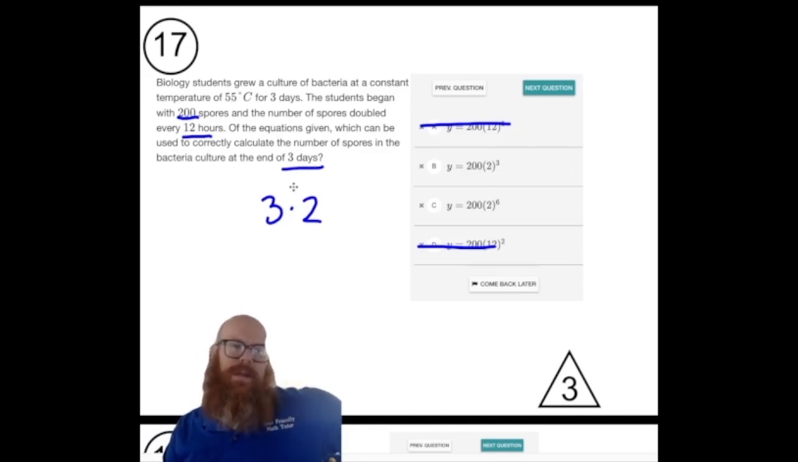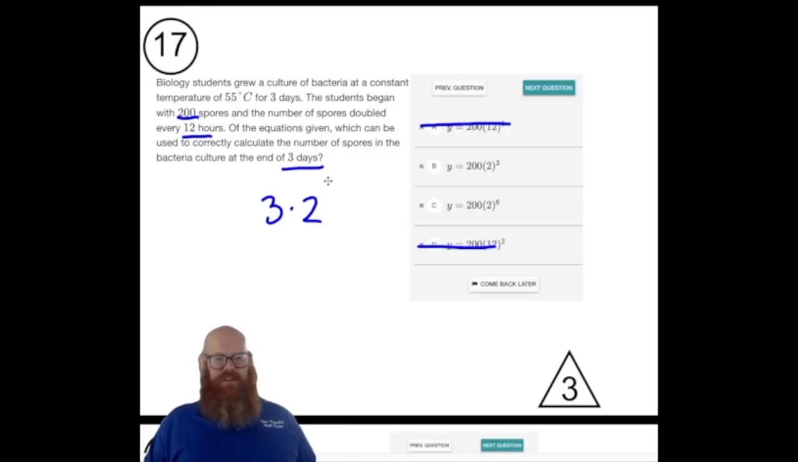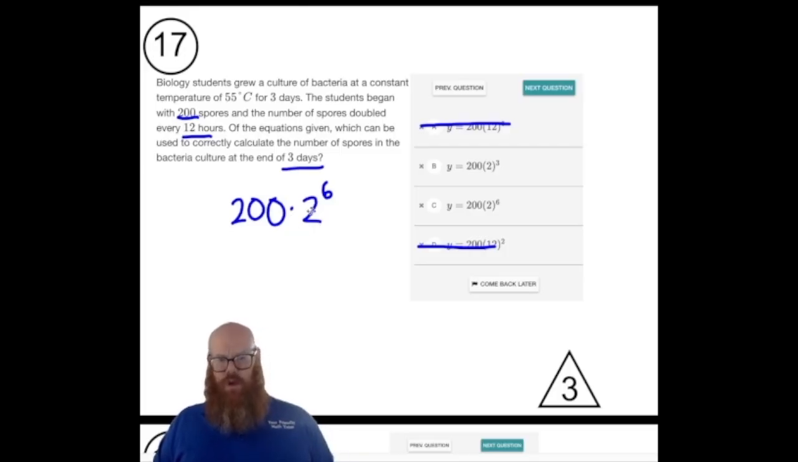And then, yeah, we want to know how many times it doubles. Well, if it doubles every 12 hours for 3 days, it's going to double twice a day, and twice a day for 3 days, it's going to double 6 times. So I'm going to take the initial amount and double it 6 times. Oh, I don't know what I'm doing with this 3 there. I hope everybody was realizing that that just didn't make any sense. So that was obviously supposed to be 200. So the initial amount's 200. That gets multiplied by 2 6 times. So the answer is C.